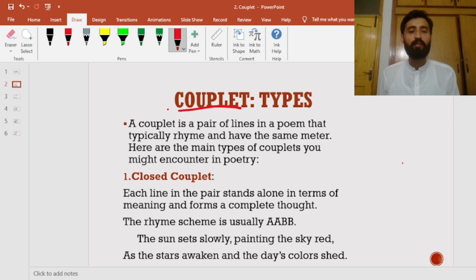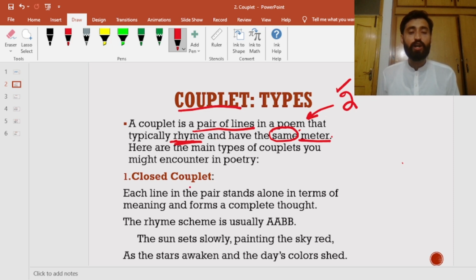A couplet is a pair of lines, meaning when two lines combine together in a poem, they typically rhyme and have the same meter. So the rhyme scheme and meter, both of these things are the same. A two-line stanza having the same rhyme scheme and the same meter is called a couplet. Now there are different types.